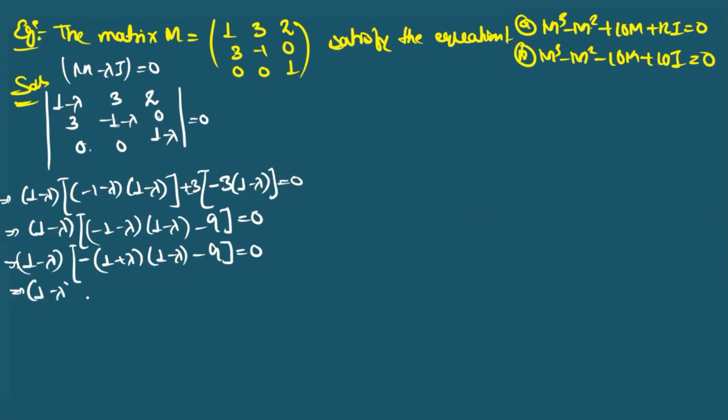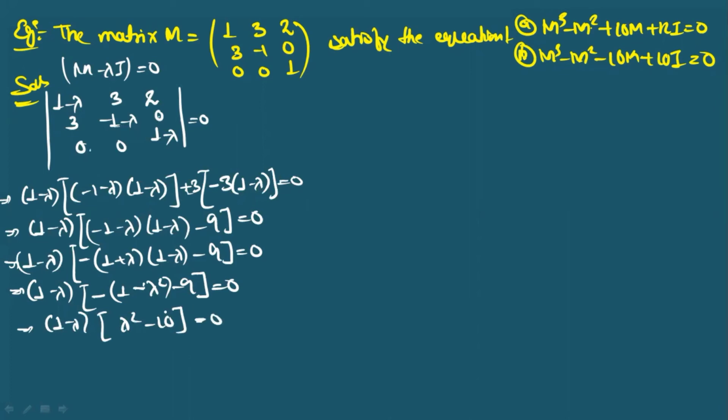So this is (1 minus lambda), and this will be minus. This can be written as (a plus b)(a minus b), that means it is (1 minus lambda squared) minus 9. It is equal to 0. So finally you can write (1 minus lambda) times (lambda squared minus 10) equals 0. This is what you will get.